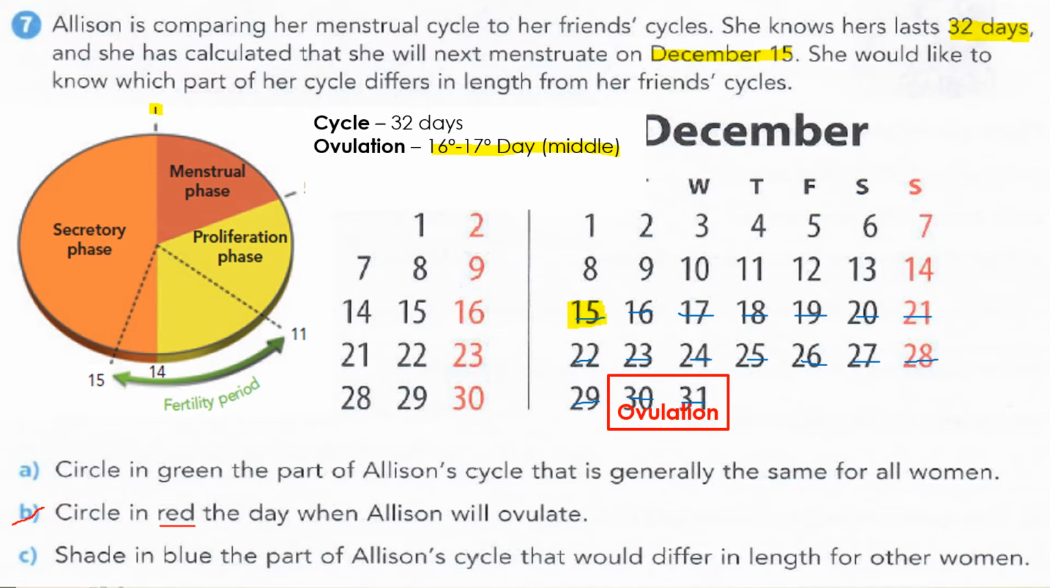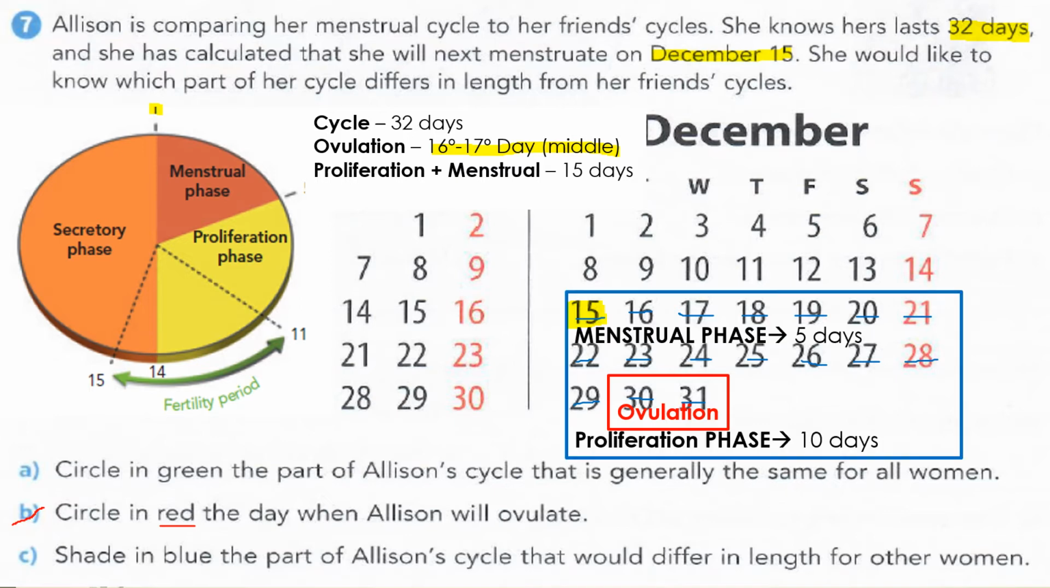Now, which part is the same as in other women and which part differs? What differs a lot is the menstrual phase and the proliferation phase. And what's usually similar is the secretory phase. The proliferation and menstrual phase here is going to be around 15 days because her cycle is 32 days. So from the first day of menstruation until the end will be the menstrual phase. She didn't mention it, but it can be 5 days. And the proliferation phase is all the others, including the ovulation.